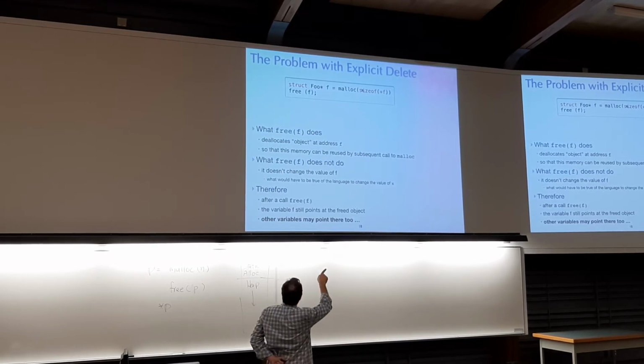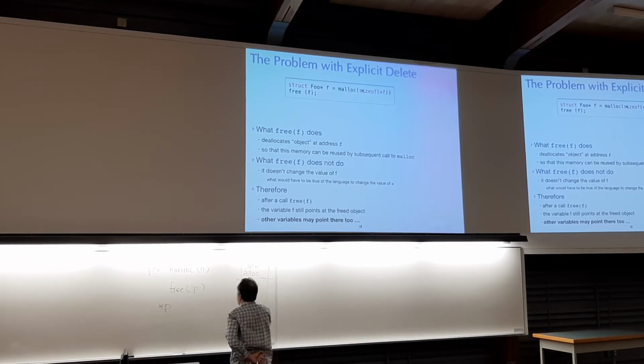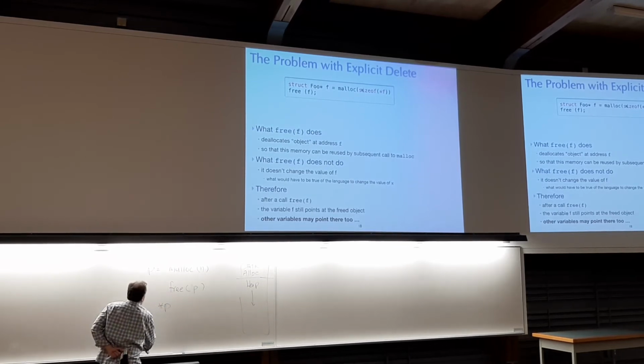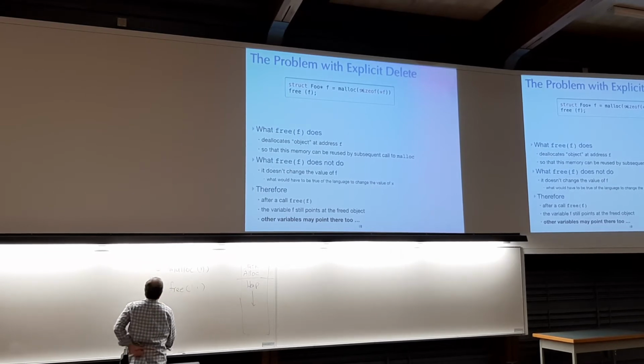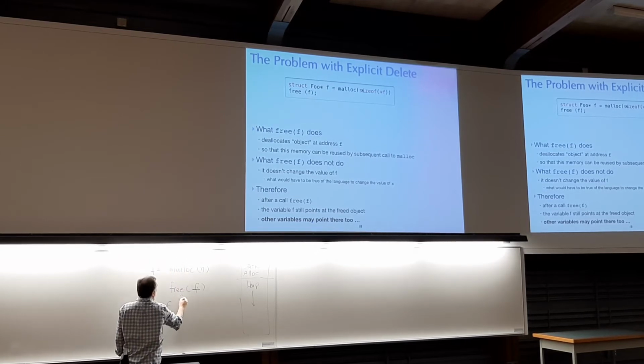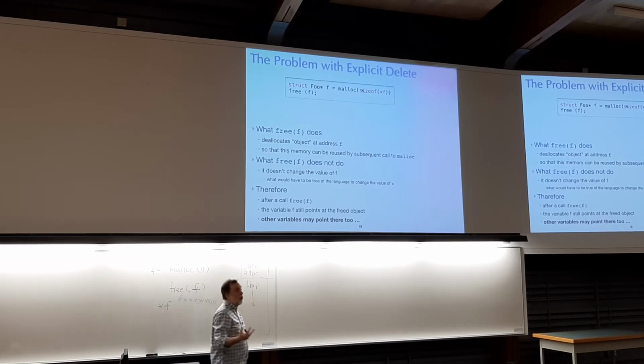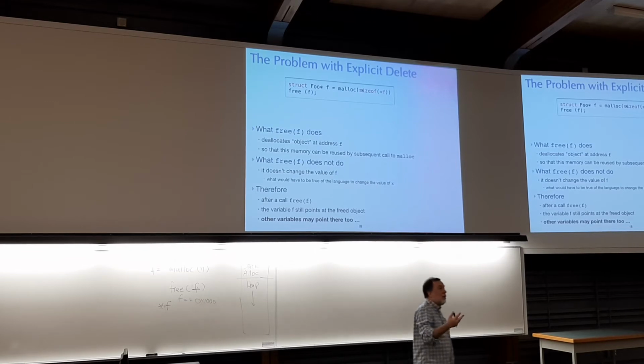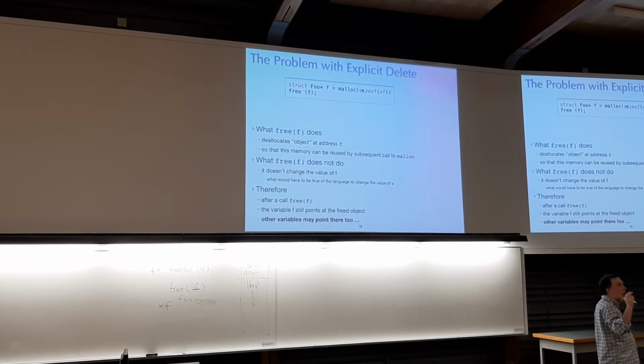When you call free of p, it doesn't do anything with the variable p. If the variable p after this point was, say, the address 1000, it's still 1000. Calling free is just a procedure. In C and in Java, all parameters are passed by value, so free can't possibly change the value of that.